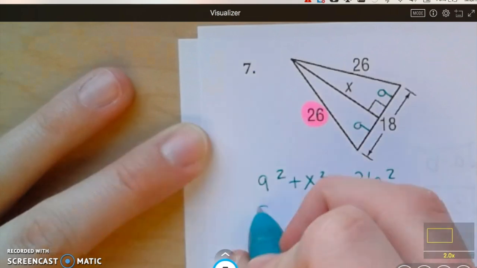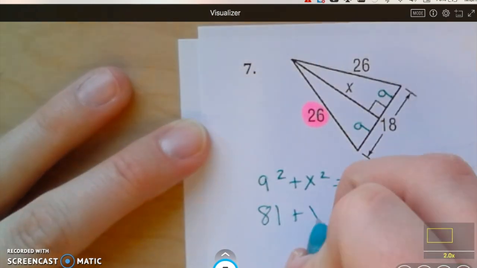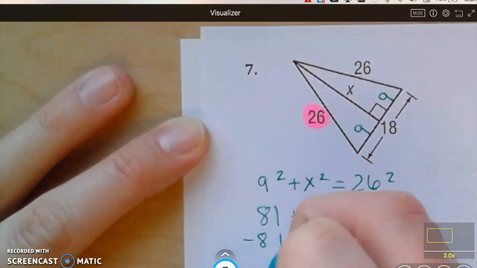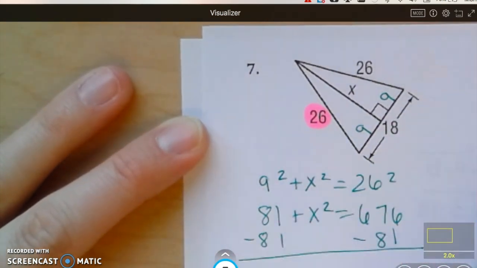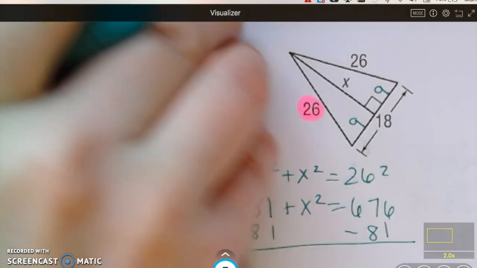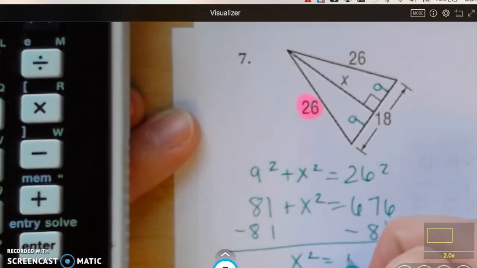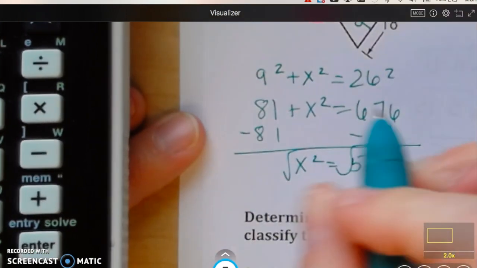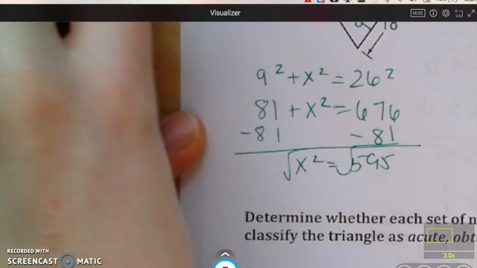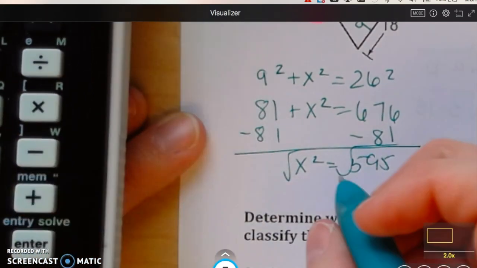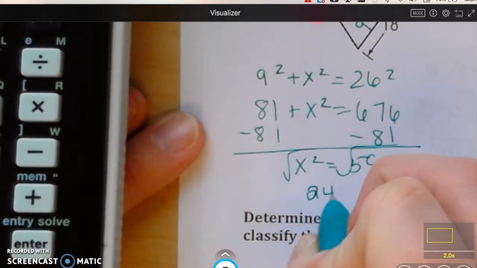So that gives me 81 plus x squared equals 676. I'm going to isolate x. I get 595 equals x squared. Take the square root of both sides, and I get 24.4 is equal to x.